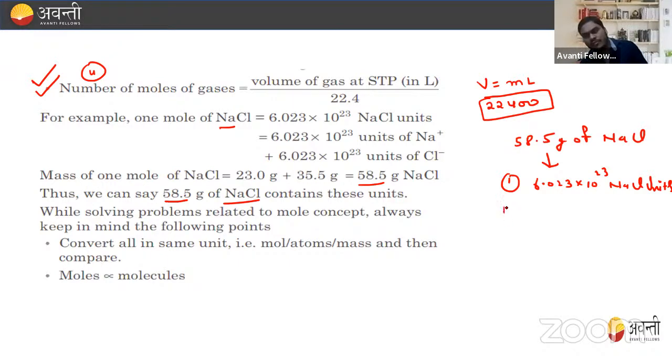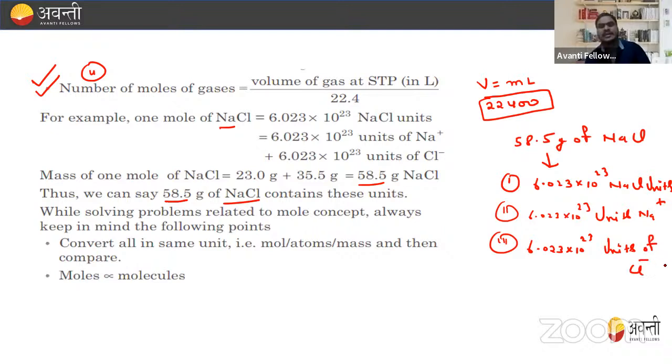So this will contain 6.023 × 10^23 units of sodium only, Na+, right? Or it will contain 6.023 × 10^23 units of Cl- only, right? So this is how we can say that 58.5 gram of NaCl may be equal to this much of units of NaCl, or this much unit of Na+, or this much unit of Cl-. So I hope this is clear to you.